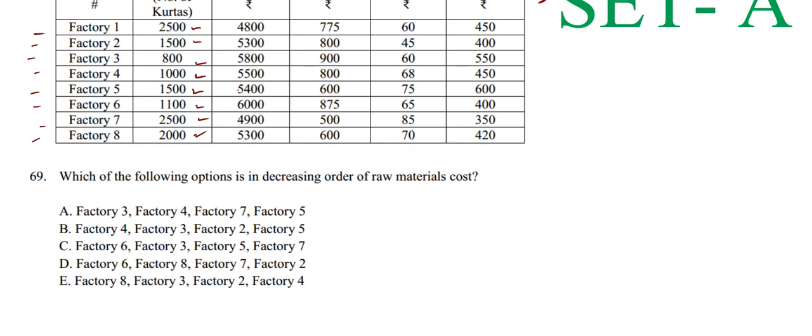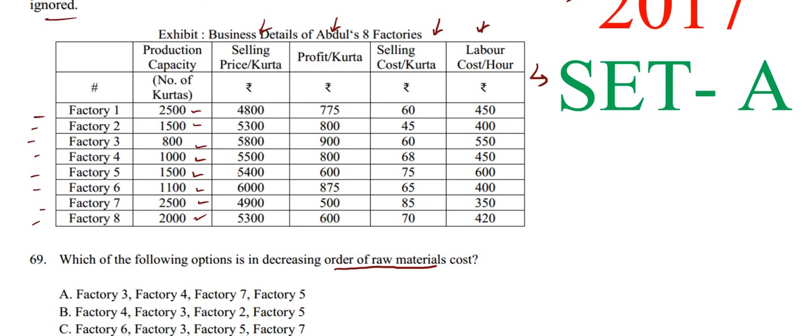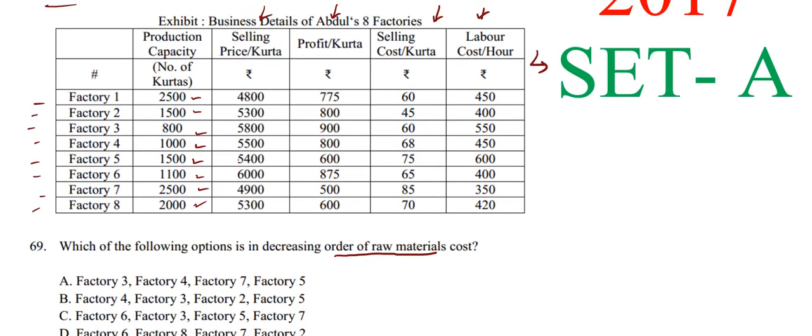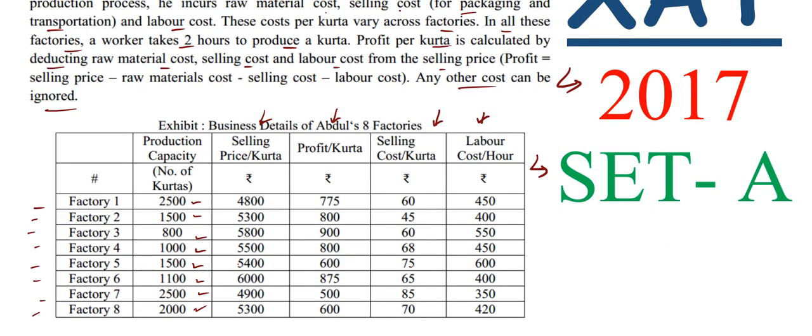Here is our question, which says: which of the following options is in decreasing order of raw materials cost? Here we have not been given the raw material cost, so we need to find the raw material cost and find the decreasing order of these factories. We can find the raw material cost from this formula. Profit equals selling price minus raw material cost minus selling cost minus labor cost. So from here, raw material cost will be equal to selling price minus profit minus selling cost minus labor cost.